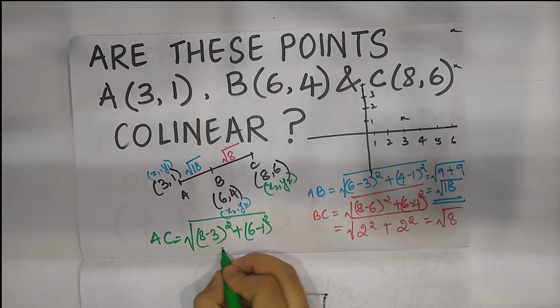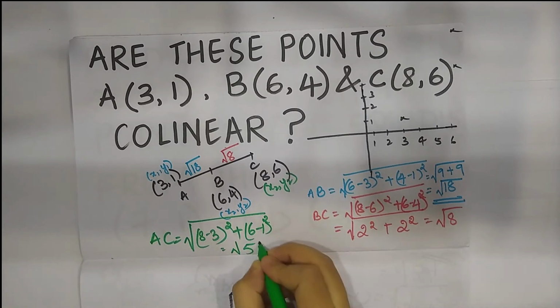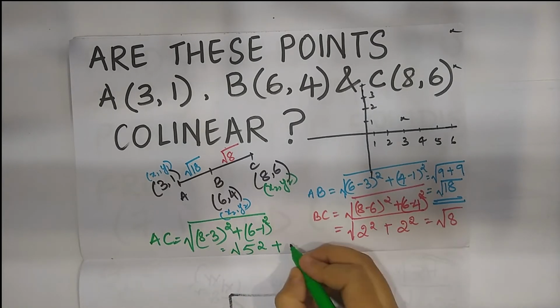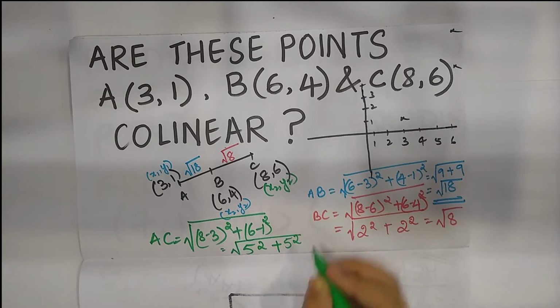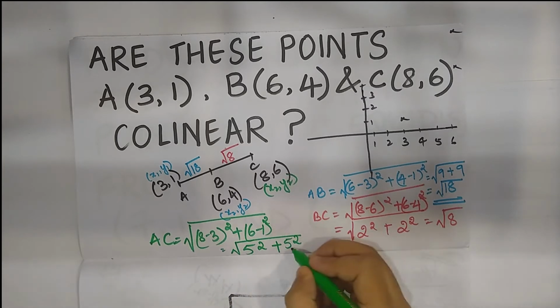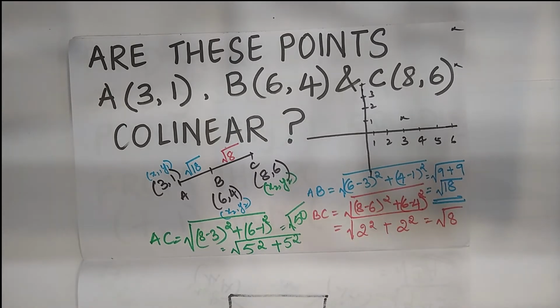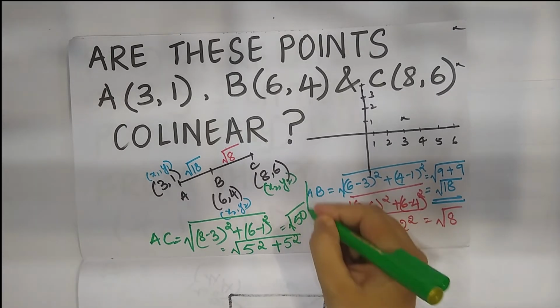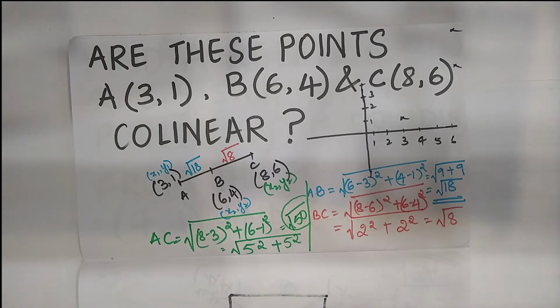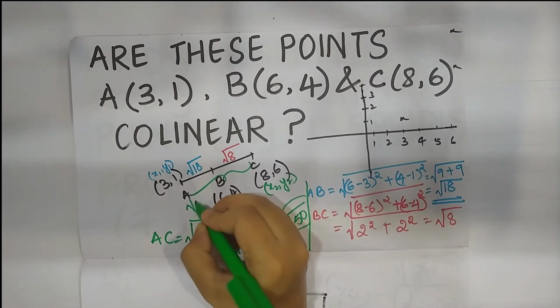So 8 minus 3 will be 5 square, plus 6 minus 1 is also 5. So 5 square. So 25 plus 25, right? Because 5 square is 25. So 25 plus 25 will be equal to square root of 50. So we found the total distance as square root of 50. So total distance square root of 50.